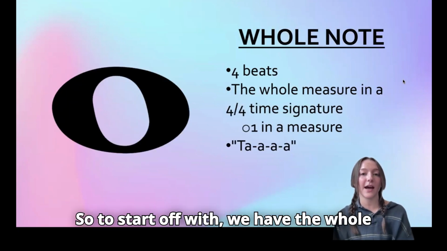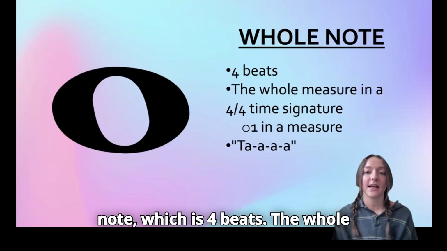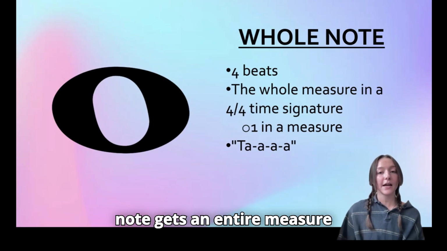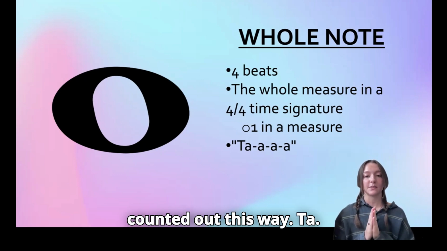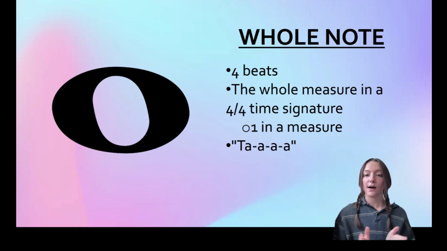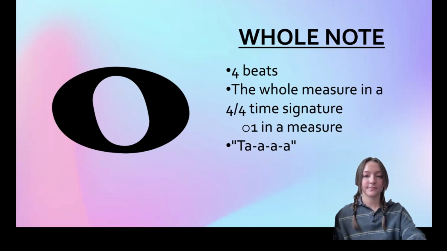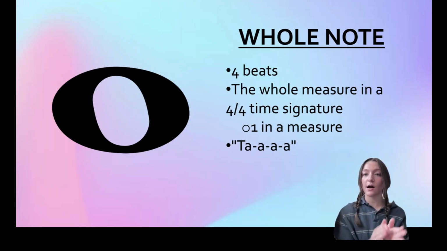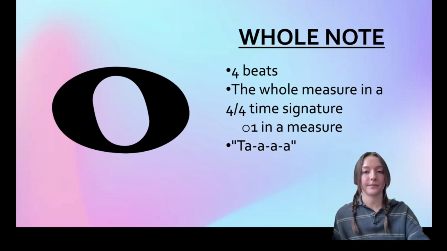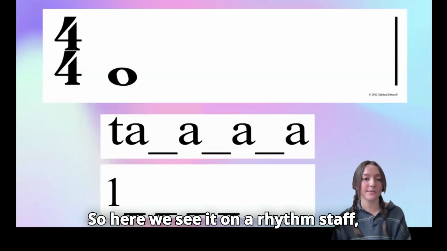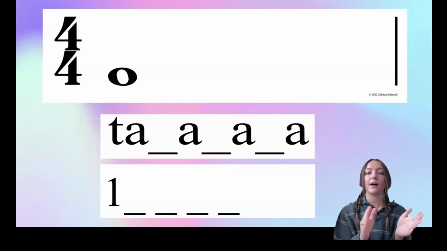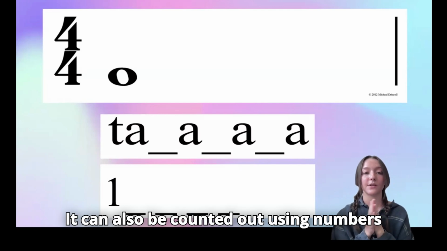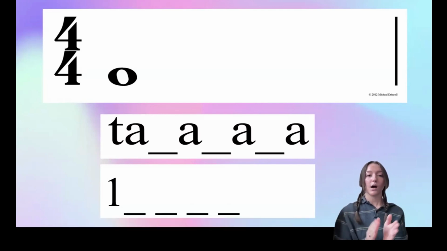To start off with, we have the whole note, which is 4 beats. The whole note gets an entire measure in the 4/4 time signature and can be counted out this way. Ta. Notice how it has 4 sounds. Here we see it on a rhythm staff, counted out like I just did. Ta. It can also be counted out using numbers like this. 1.